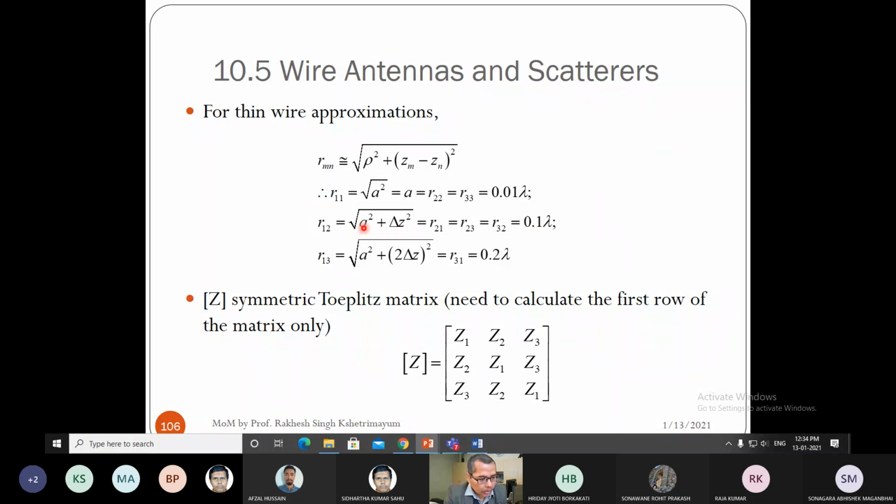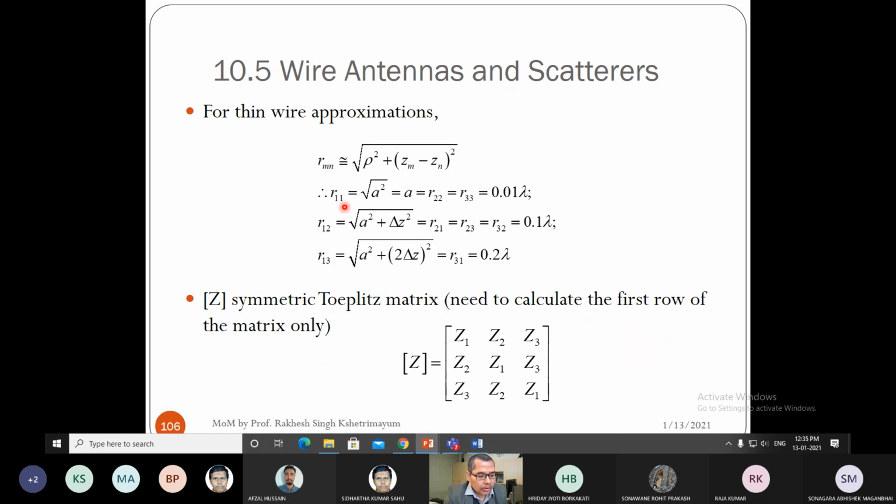A is very small, so this becomes 0.1 lambda only. Similarly, R13 also, you can find out what is the distance between Zm and Zn. The distance between Zm and Zn is 2 delta z, because this is for the first segment and third segment. So you find R13 is 0.2 lambda.